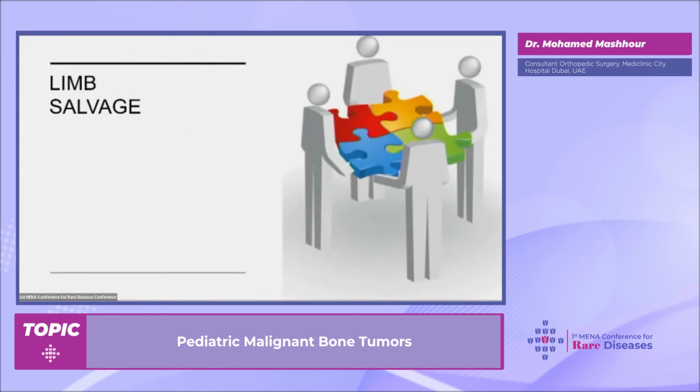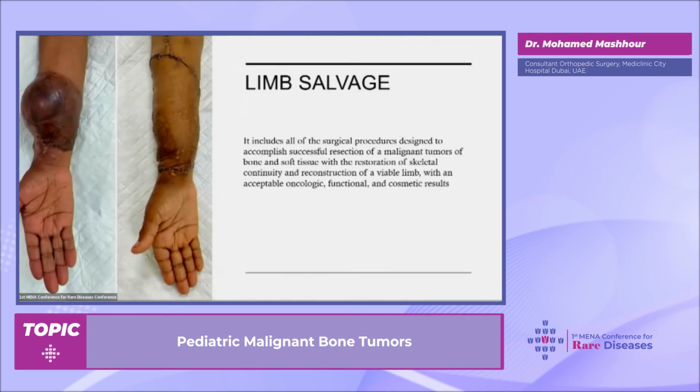When I talk about limb salvage, I prefer to choose this very symbolic picture because it's never a one-man show. It's a teamwork. If it's not a teamwork, it never works. Limb salvage is an entire process from start to end. This is another case, but one of very, very challenging cases.